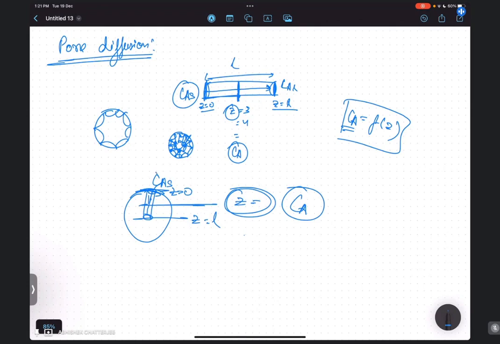We know that at the input the concentration is CaS. And at the output the concentration will be something, let it be CaL, that is the concentration at your distance L from the surface.